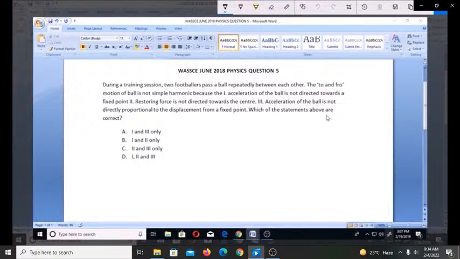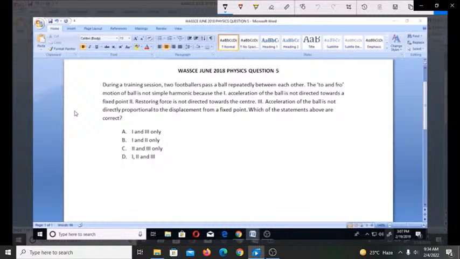Acceleration of the ball is not directly proportional to the displacement from a fixed point. Which of the statements above are correct? A, I and II only. B, I and III only. C, II and III only. D, I and III. So what could be the answer to this?